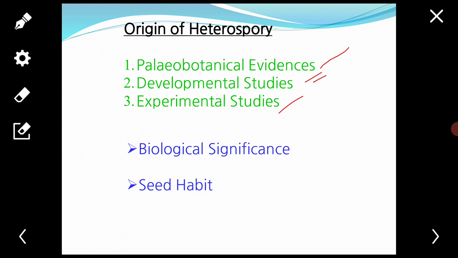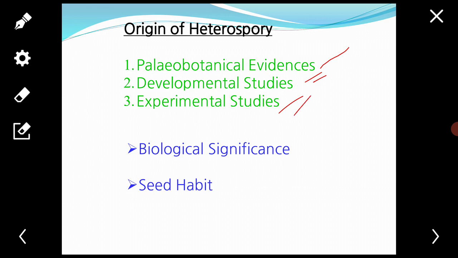Next, in Marsilea, Salvinia, and Azolla, the phenomenon of heterospory becomes distinct after meiosis. In Marsilea, 64 microspores and 64 megaspores are formed after meiosis in microsporangium and megasporangium, respectively. In microsporangium, all the microspores are functional, while in megasporangium, one megaspore is functional and the rest degenerate.